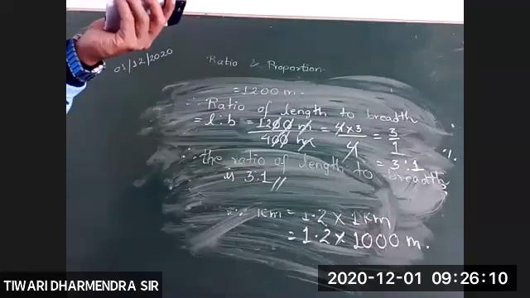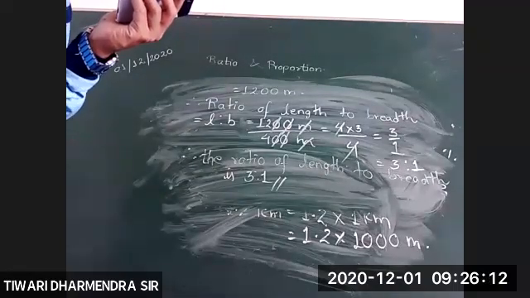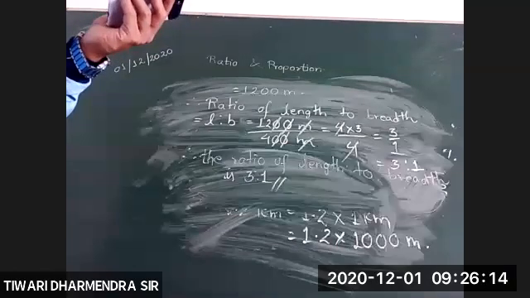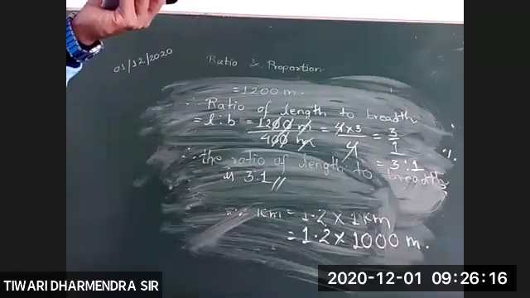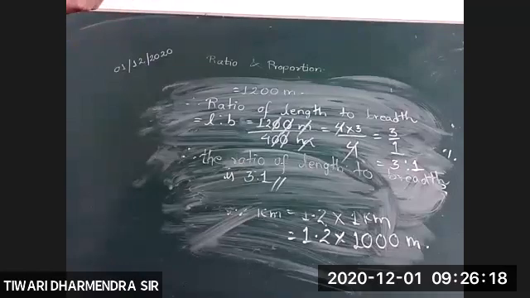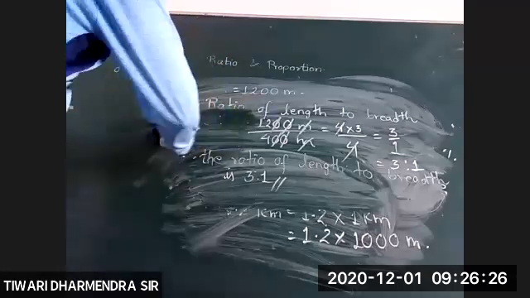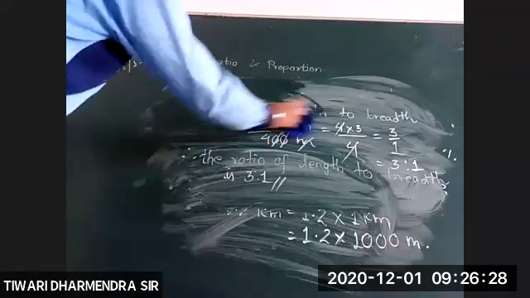Then the ratio of trees would be 5:7. Find the number of mango trees and chiku trees in the orchard. How to solve this? Let's do it with proper understanding.